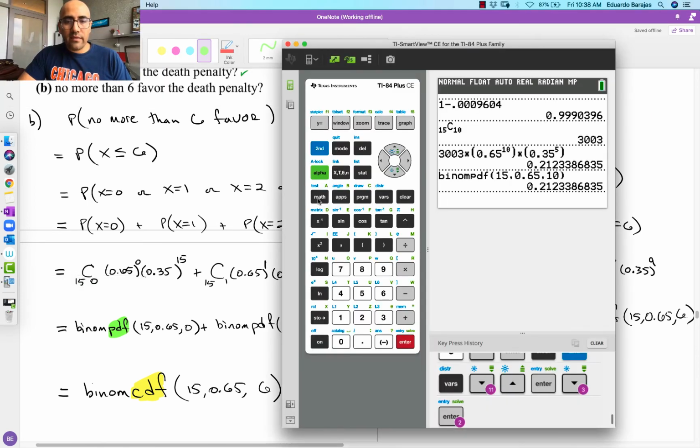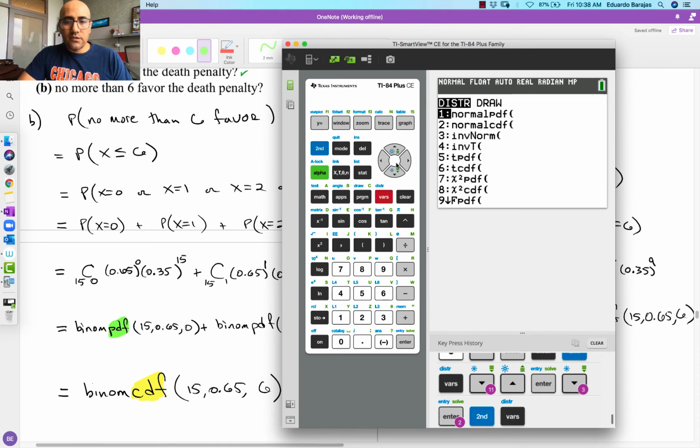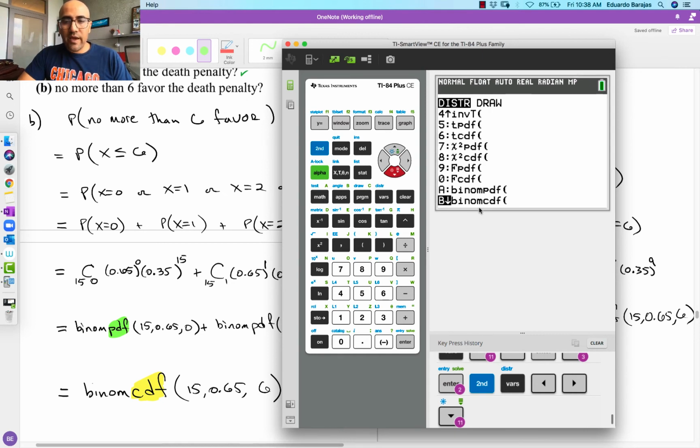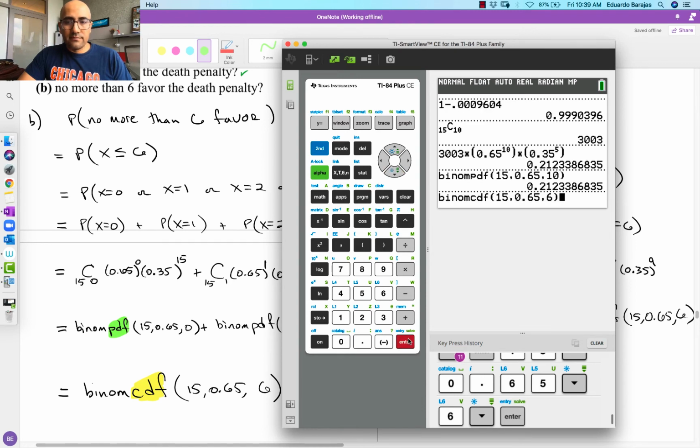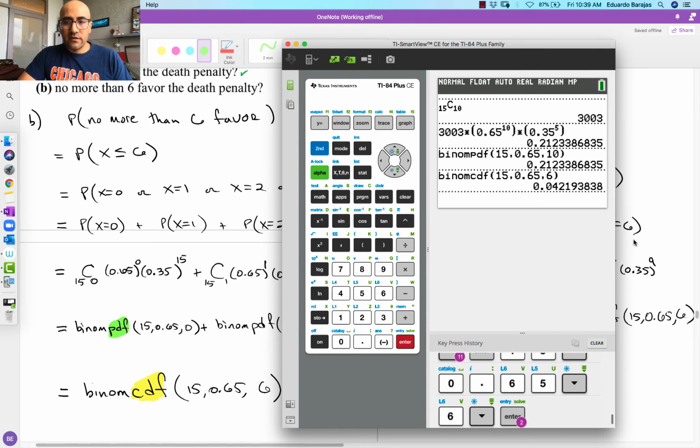So we're going to go second, distribution, and then we're going to go down, down, down, down, down, and make sure to choose binomcdf. Binomcdf, enter. And then there are 15 trials. Probability of success is 0.65. And the value of x is equal to 6. And we want to paste that. There it is. Hit enter, and there's our answer.